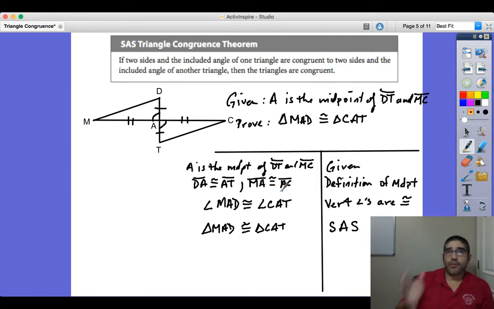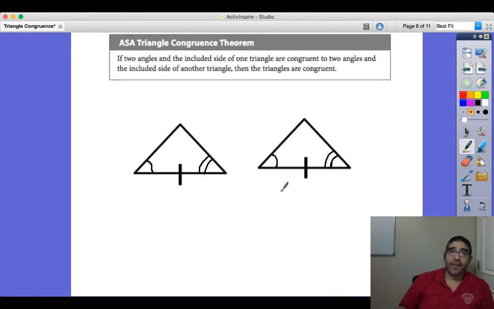All right, so that was side, side, side. Now side, angle, side. Next one is going to be angle, side, angle. Okay, angle, side, angle. So here's what we have. We have two angles. So this angle is the same as that angle. They're congruent. This angle is congruent to that angle. And then the included side, remember we talked about that in the last video, included sides are congruent as well. That makes these two triangles congruent.